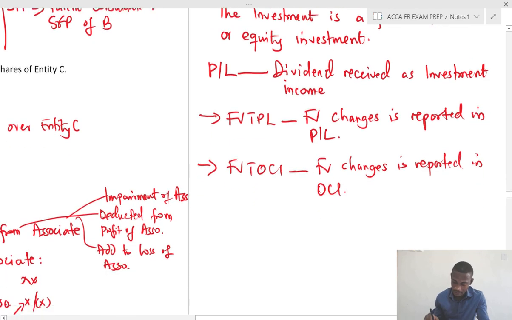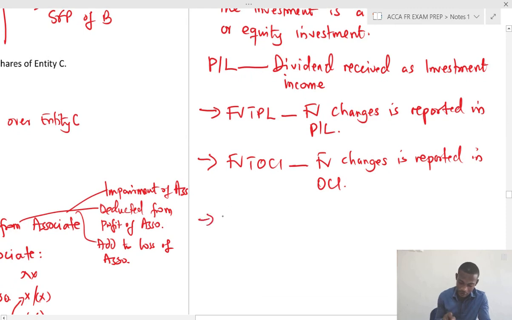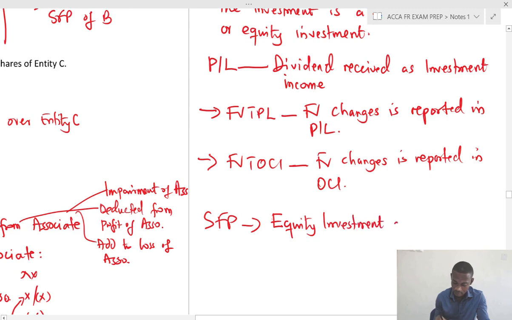And then finally, note that in the financial position statement, the entity would have equity investment at fair value. And depending on the valuation basis, like we have said, it goes to P&L or OCI. So the investment will be remeasured at fair value at the end of the year. And this will represent the value of the financial instrument or the financial asset.